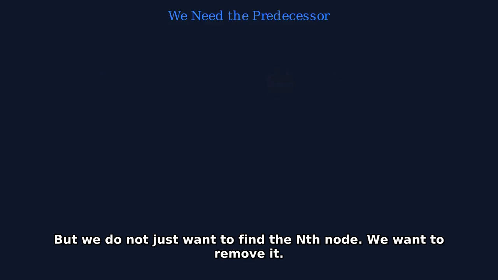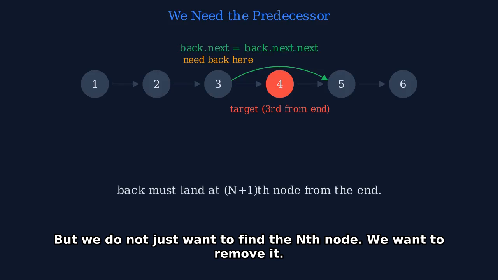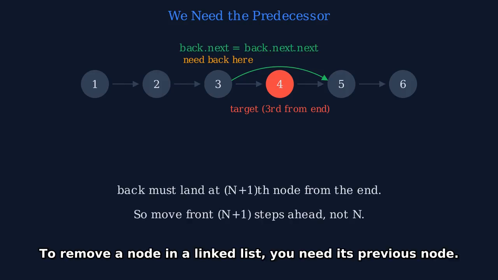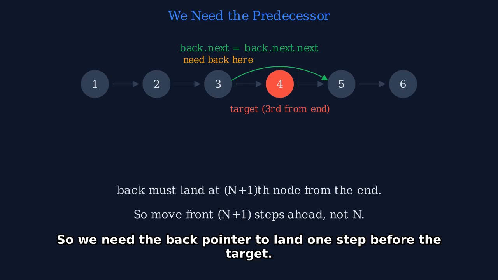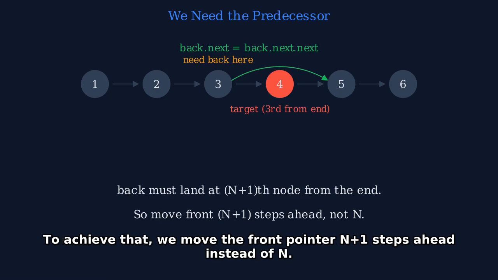But we do not just want to find the nth node, we want to remove it. To remove a node in a linked list, you need its previous node. So we need the back pointer to land 1 step before the target. That means we need the back pointer at the n+1th node from the end. To achieve that, we move the front pointer n+1 steps ahead instead of n.